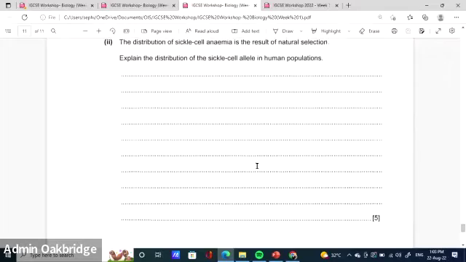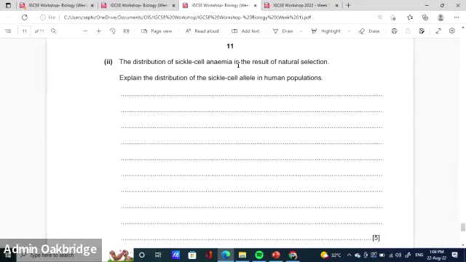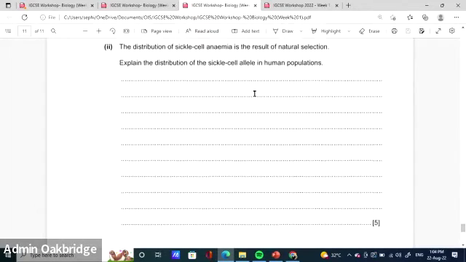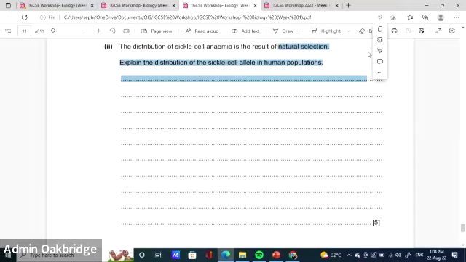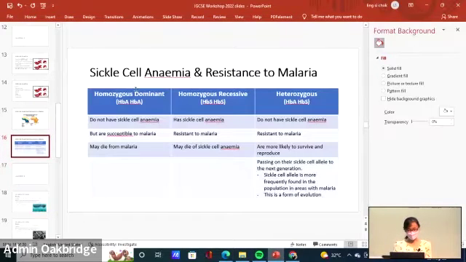Next one. Explain the distribution of sickle cell anemia as a result of natural selection. Explain the distribution in human populations. How to answer this, guys? How do you answer this? How does natural selection change the sickle cell distribution? This question is always tied in with malaria. Okay? It's always tied in with this answer that we talked about just now.